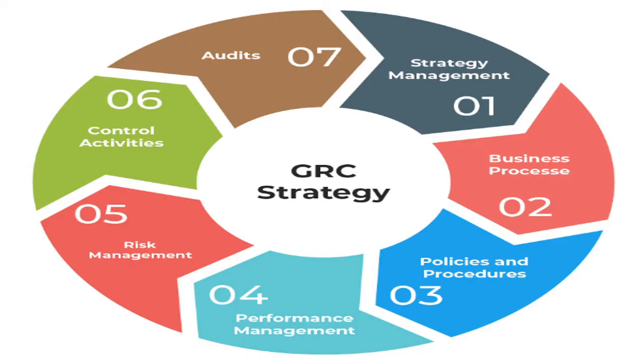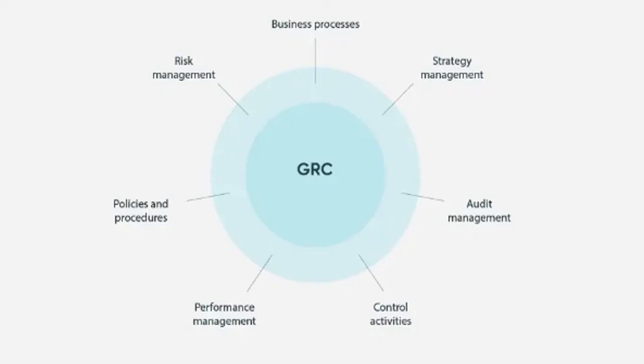So this is the GRC strategy. There are 7 steps I mentioned in that image. The first step is strategy management. Second is the business process. Third is the policy and procedure, fourth is performance management. Fifth is the risk management. Sixth is the control activity. Seventh is the audit. So this is the life cycle of the GRC. You can say GRC strategy: how this strategy will help the organization. This is how the organization will improve itself.